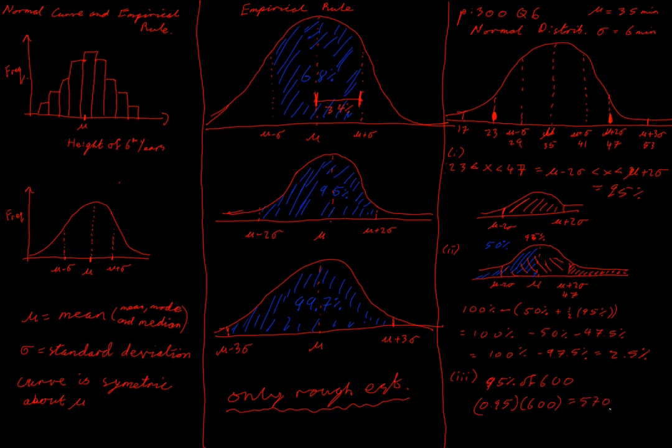And again, we have a focus on what it is we're looking at here. That means 570 workers. 570 workers out of our 600 take between 23 minutes and 47 minutes to get to work. So as you're doing these questions, be very clear with yourself about what it is you're looking for, what it is you're finding. And that's what we need for now.